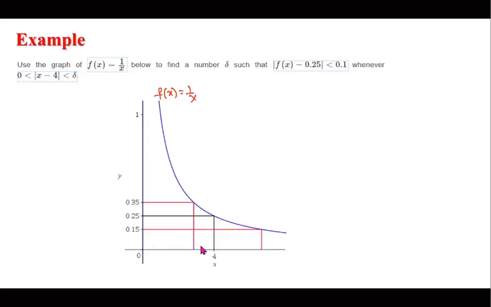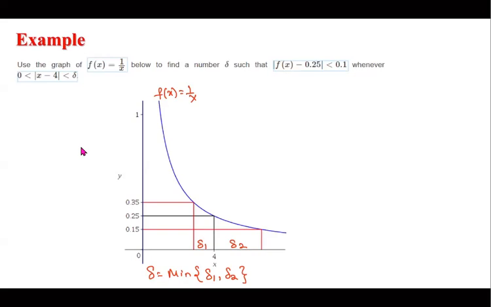We have to find the delta. Delta is the minimum of these two distances, the minimum of delta 1 and delta 2. That is your delta. So we need to solve this epsilon equation to find the equation for delta.